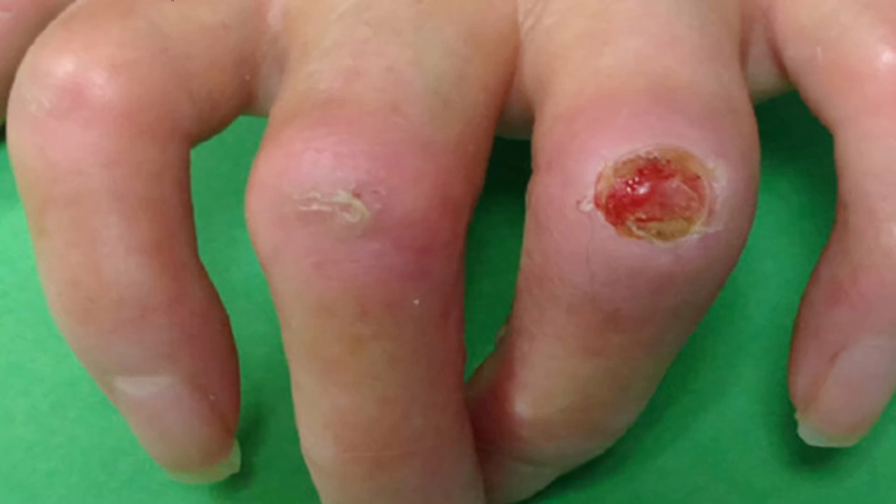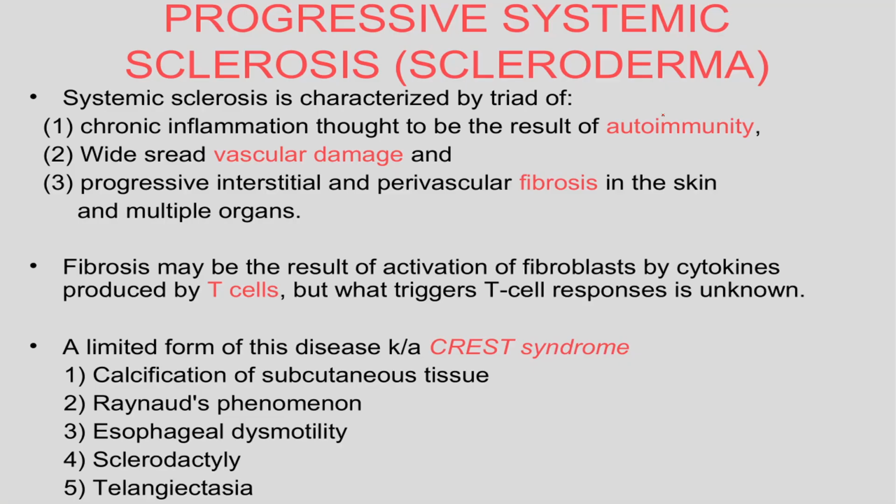So wound healing problems also happen. This is not exclusive to scurvy. This problem can also happen in other connective tissue disorders, but just imagine the pain of this patient simply due to nutritional deficiency. This thing can happen. Okay, now moving on, the next very important disease is scleroderma.